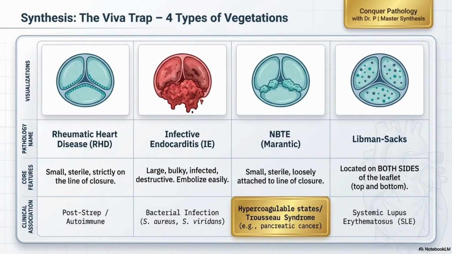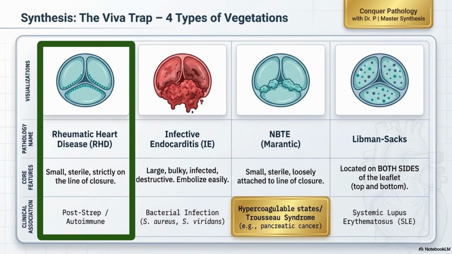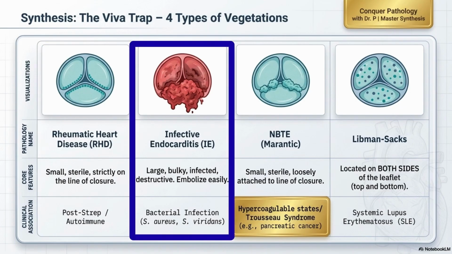This slide is your master synthesis, preparing you for the Viva trap regarding the 4 types of vegetations. Rheumatic heart disease, visually these are small and sterile, located strictly on the line of closure. The clinical association is post-strep or autoimmune. Infective endocarditis, these are large, bulky, infected and destructive, and they embolize easily. The clinical association is a bacterial infection like S. aureus or S. viridans.